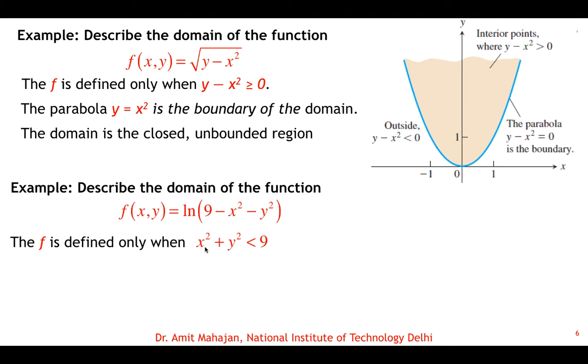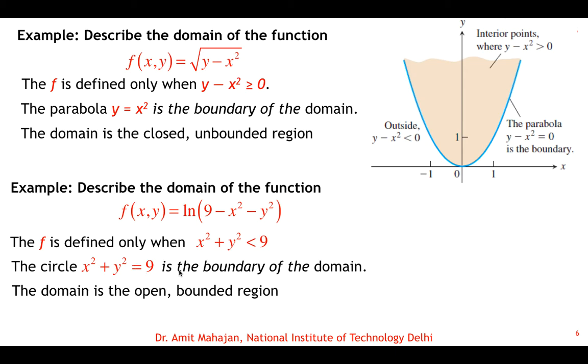You can see that if there were equality, it would be a circle of radius 3. So all the points that lie inside the circle of radius 3 will be in the domain of the function, and the points on the circle are not part of the domain because there is a strict inequality here. So the circle is the boundary of the domain. As I said earlier, the boundary may not be part of the domain.